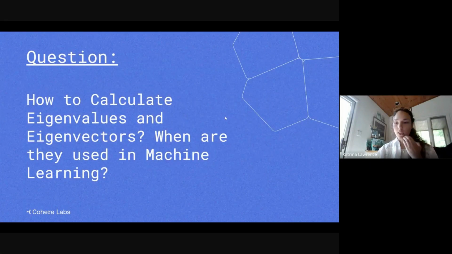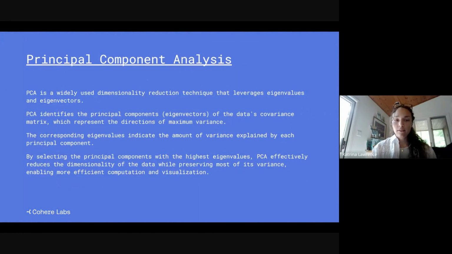We're going to move on and talk about our next topic. A common question that I had was how to calculate eigenvalues and eigenvectors, and when they are used in machine learning. I'll give you some ideas of when they're used in machine learning on these slides, and then after that, we're going to go back to the whiteboard and solve together how to actually find eigenvalues and vectors of 2-dimensional matrices.